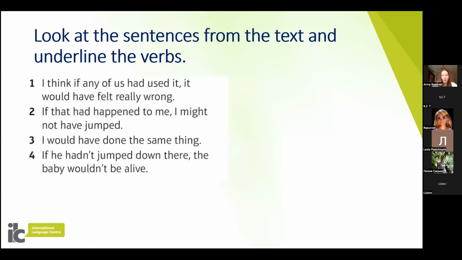All right. So if you look at these sentences, do they refer to real or hypothetical situation? Can you write 1 or 2? Oh, good. So does each sentence refer to the past or the past and present?